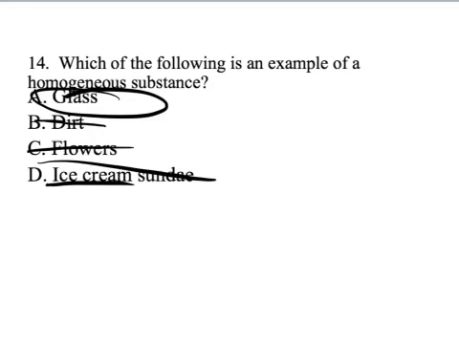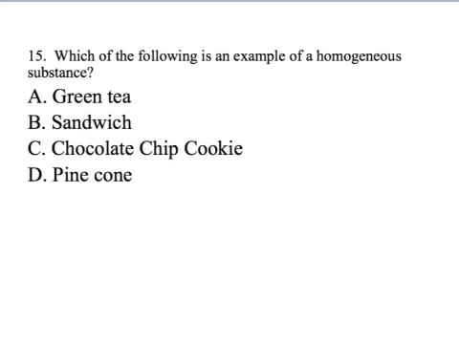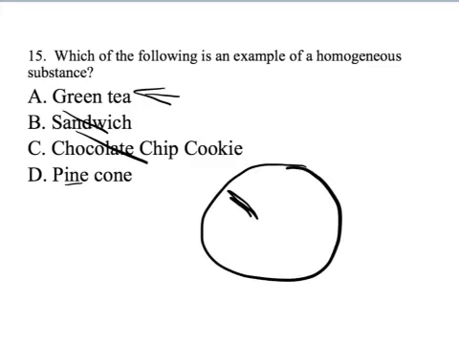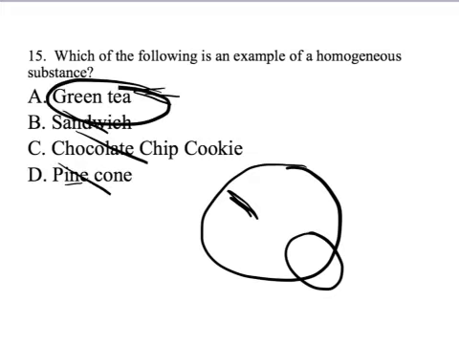Which of the following is an example of a homogeneous substance? Again, same throughout. Okay, you might not be so sure, but green tea, maybe, maybe not. Let's come back to it. Sandwich, is a sandwich the same bite throughout? Nope, it isn't. How about a chocolate chip cookie? If I take a bite of it, is it the same throughout? Nope. If you've ever seen pine cones, they can have sap on their little pieces like that, and then no sap over here. So, not a good answer. Correct answer, which one is the same throughout? Green tea, homogeneous.